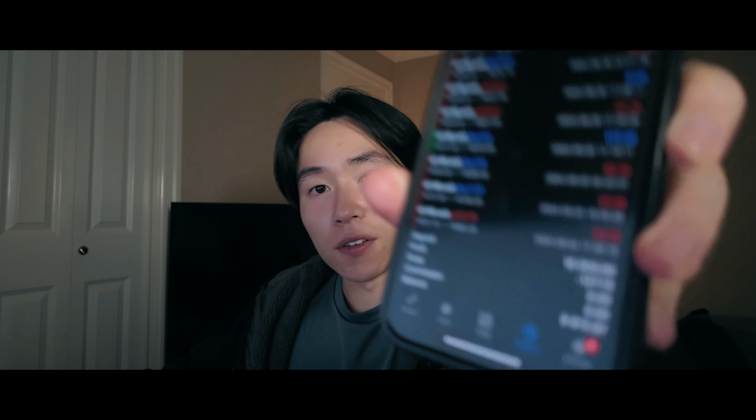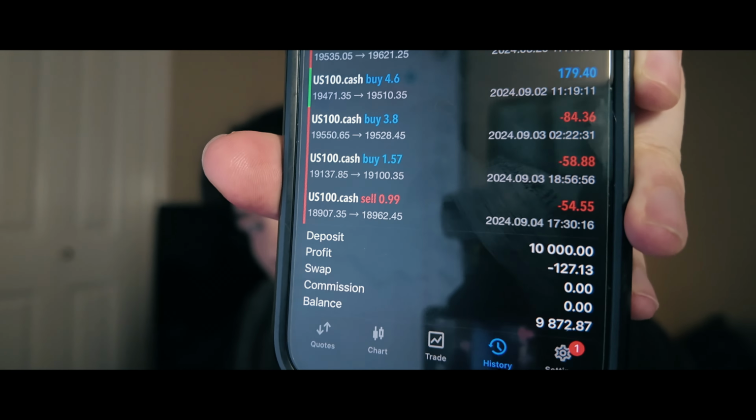Alright guys, so today is currently September 4th, 2024. I took a trade this morning, which resulted in a $54.55 loss, as you can see right down there. So we're currently down like 1.27% on the account.